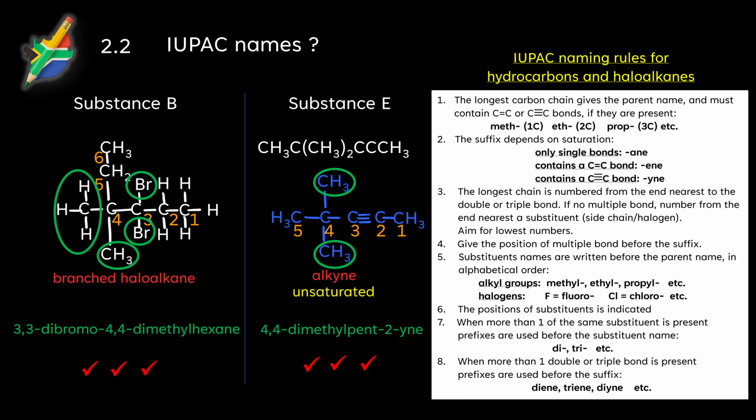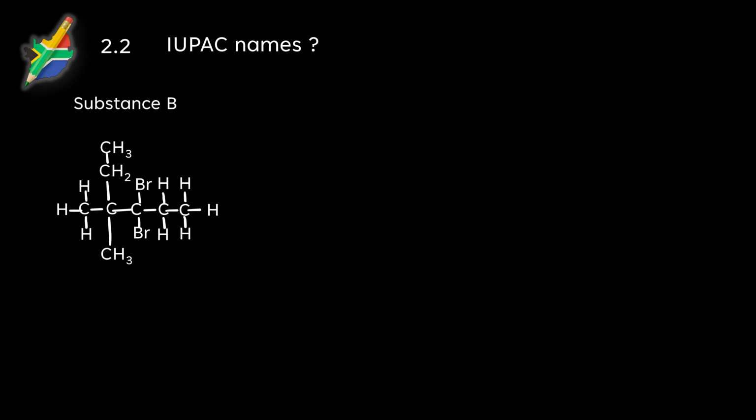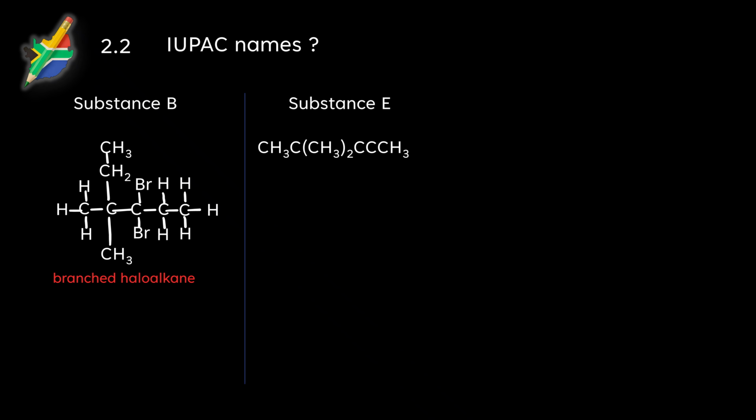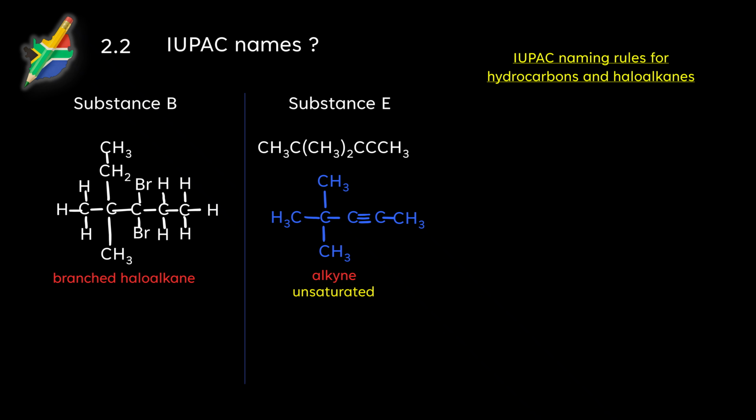The question asks us to give the IUPAC names of the 2 compounds. This is the structure of compound B. It is a branched haloalkane. And this is the condensed structure of compound E, which we can see after expanding it a bit is unsaturated. Since it has a carbon-carbon triple bond, it is an alkyne. Let's use the IUPAC rules for naming hydrocarbons and haloalkanes to name substance B first.